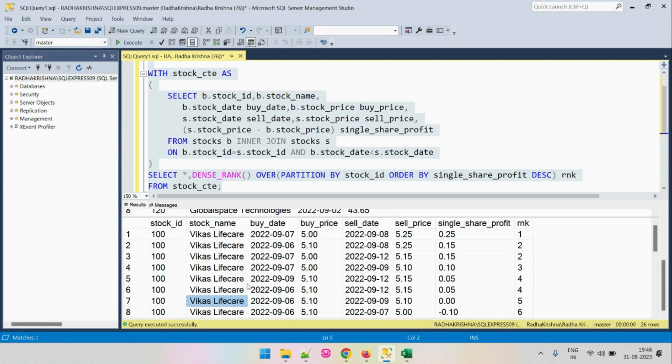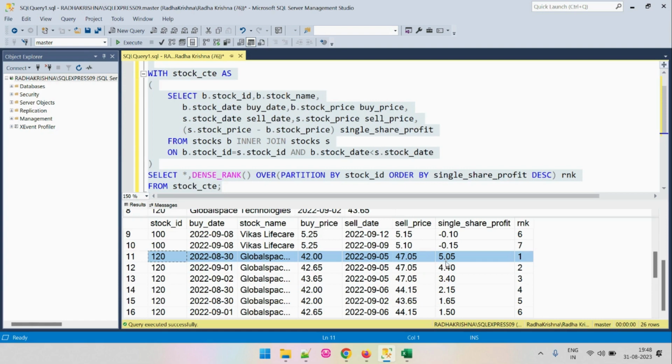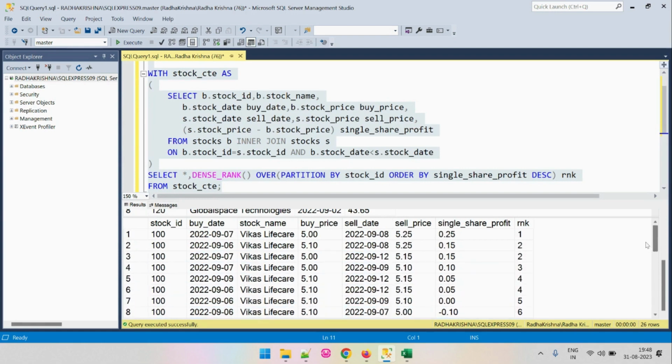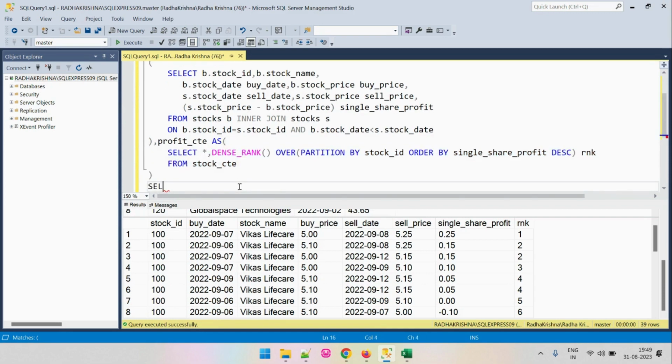Likewise for the other stocks as well. For this stock, the entry where rank equal to 1 will give us the maximum profit of 5.05. These entries where rank is equal to 1 are the ones we are interested in. So what we will do is add whatever data we have just fetched as part of a CTE. Let's call it profit CTE. Now we will operate on this profit CTE.